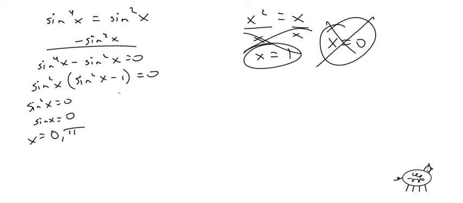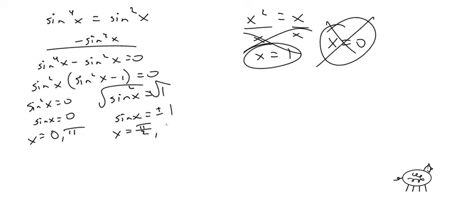And then, of course, I have this one. This is like our problem we did before. Sorry, sine squared of x equals 1, and take the square root of both sides. So sine of x equals plus or minus 1. So where does it equal 1? At pi over 2. Where does it equal negative 1? At 3 pi over 2. So those are my 4 answers to that problem: 0, pi, pi over 2, and 3 pi over 2.